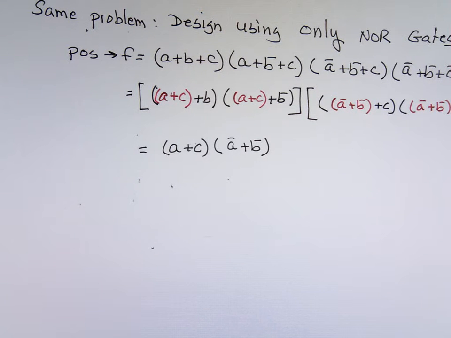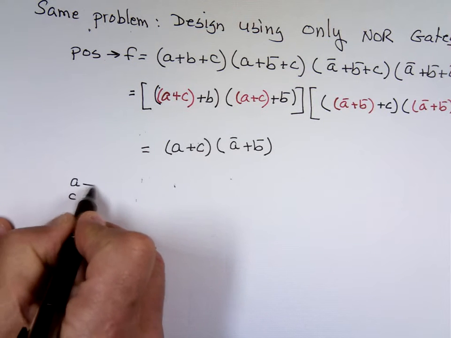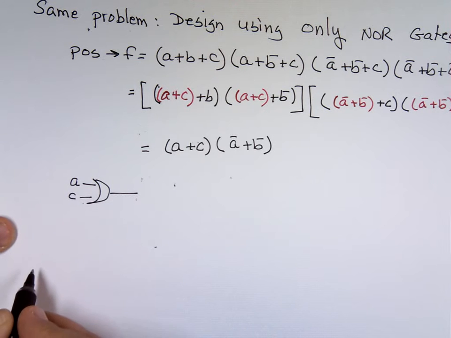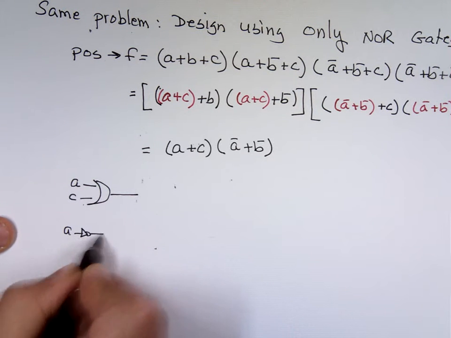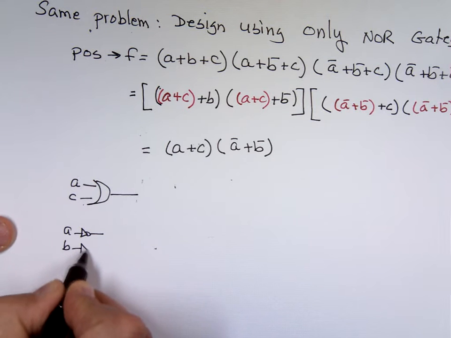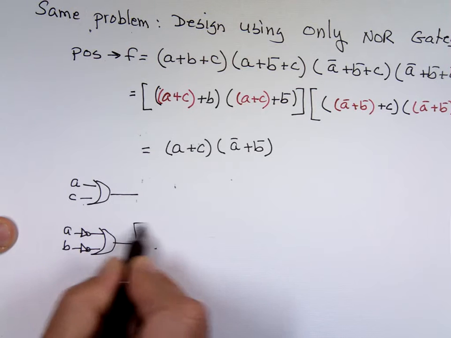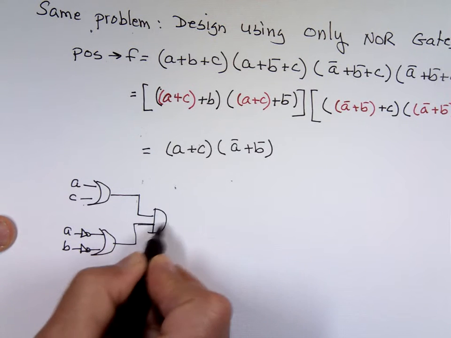Again, if you design this and I say I want to use only NOR gates. This is A, this is C, that's an OR gate. This is A going through a NOT gate. This is B going through a NOT gate. All of them together, and the result is what? AND it together. That's what we have.